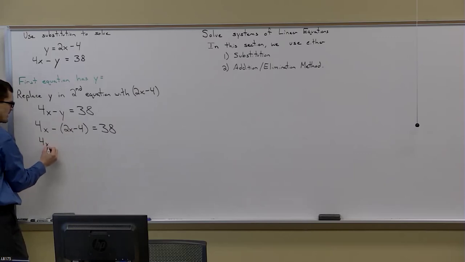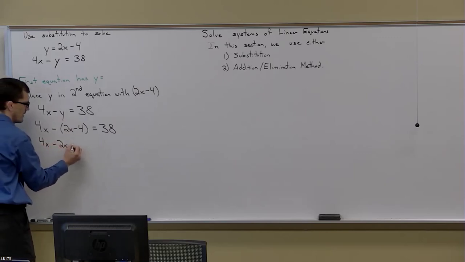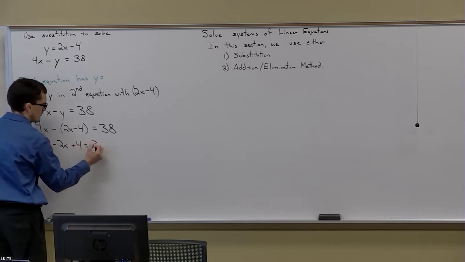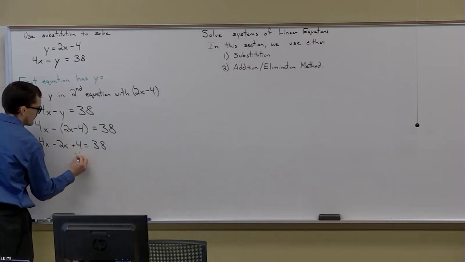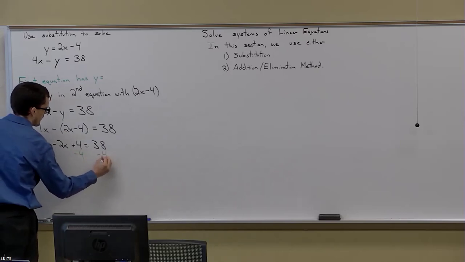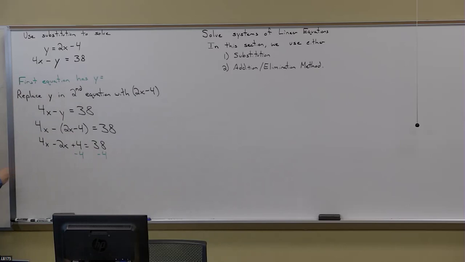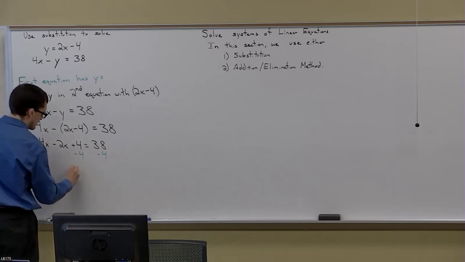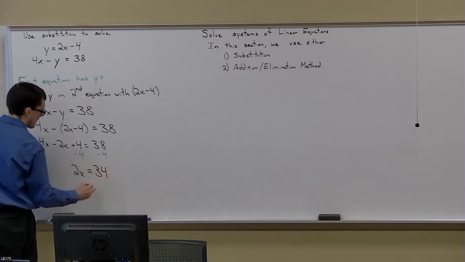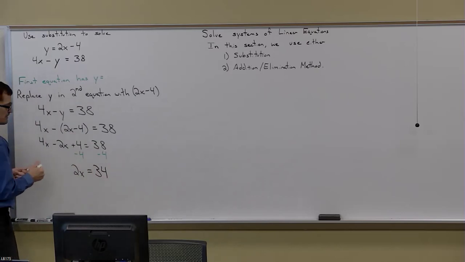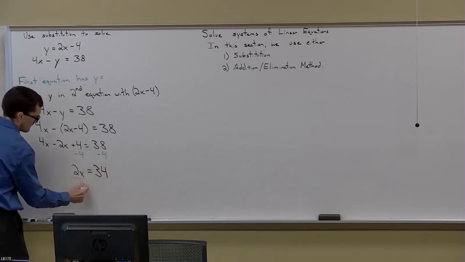So we're getting 4x minus 2x plus 4 is equal to 38. I'm going to do a couple of things at the same time. I'm going to subtract 4 from both sides, and then combine like terms on the left. So I get 2x is equal to 34. And if I divide both sides by 2, I get x equals 17.